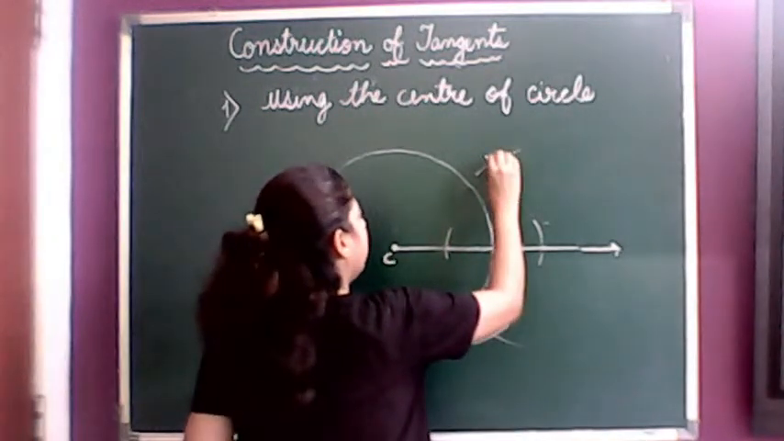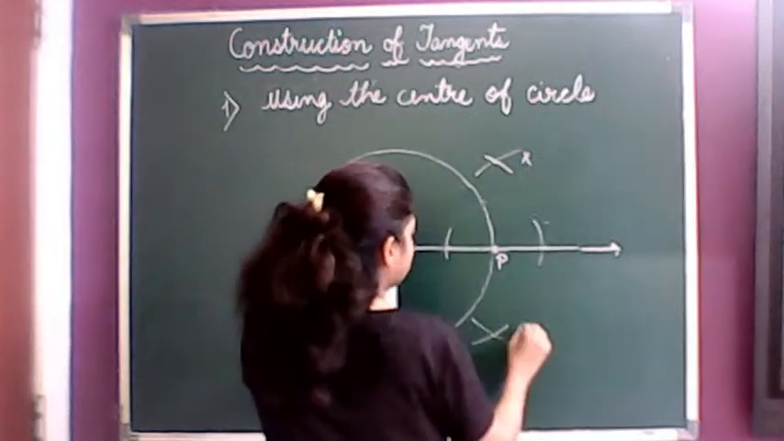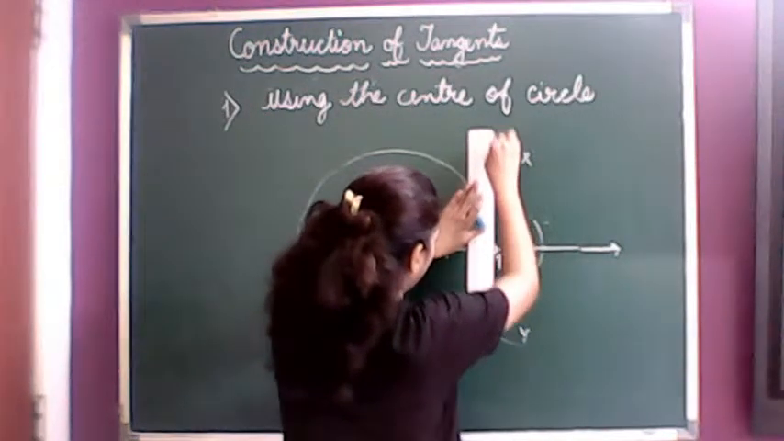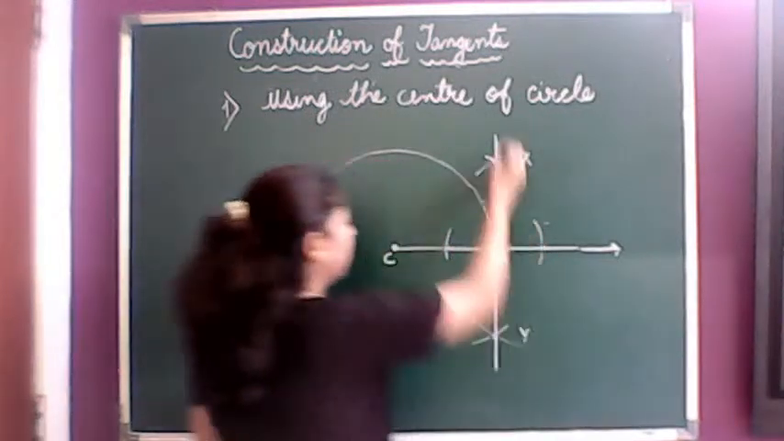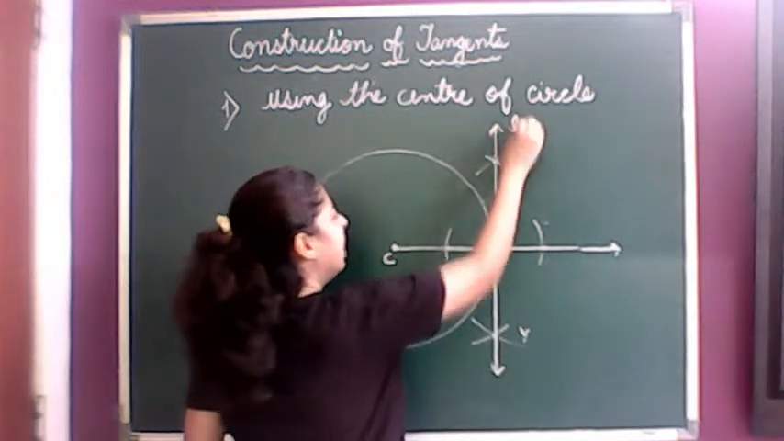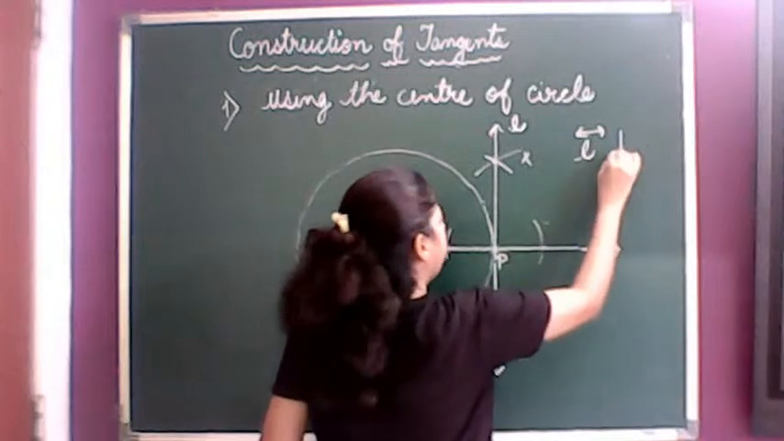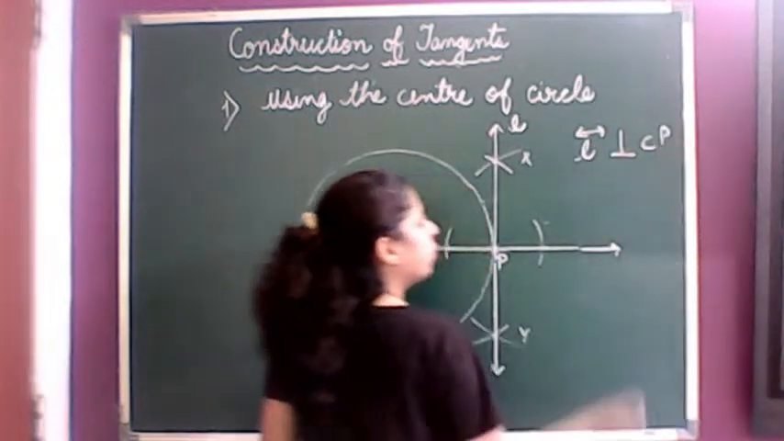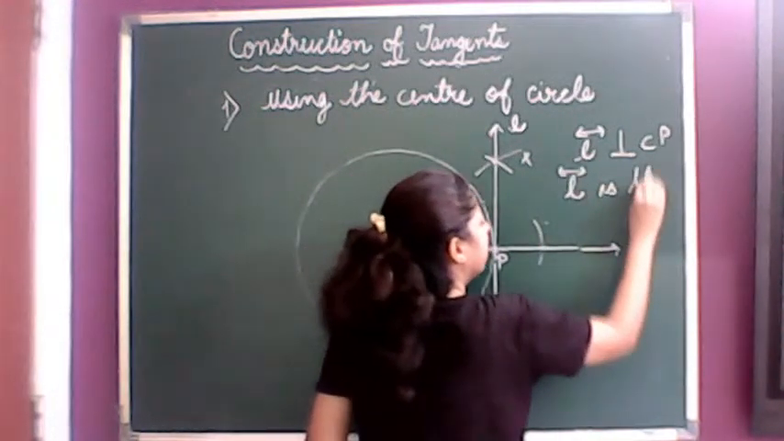Now, join this point, point P, and this point. Say this is X and this is Y. So, join X, P and Y. So, that is our required tangent. Maybe I name it as L. So line L is my required tangent and line L is perpendicular to CP. This also you write, and then write that line L is the required tangent.